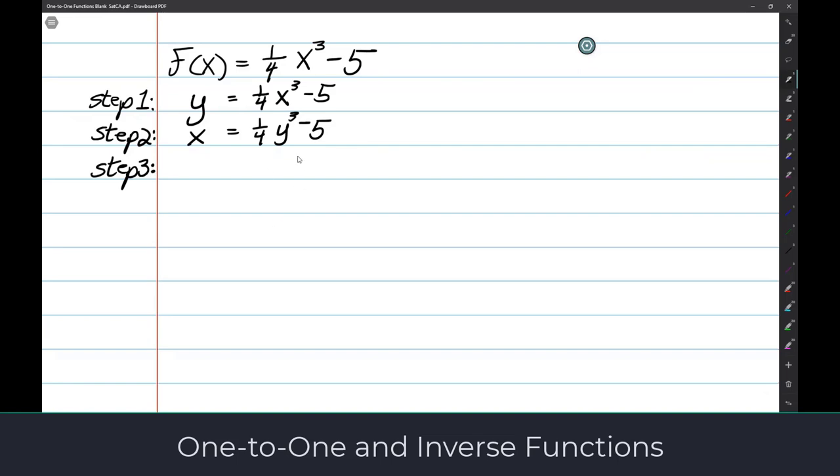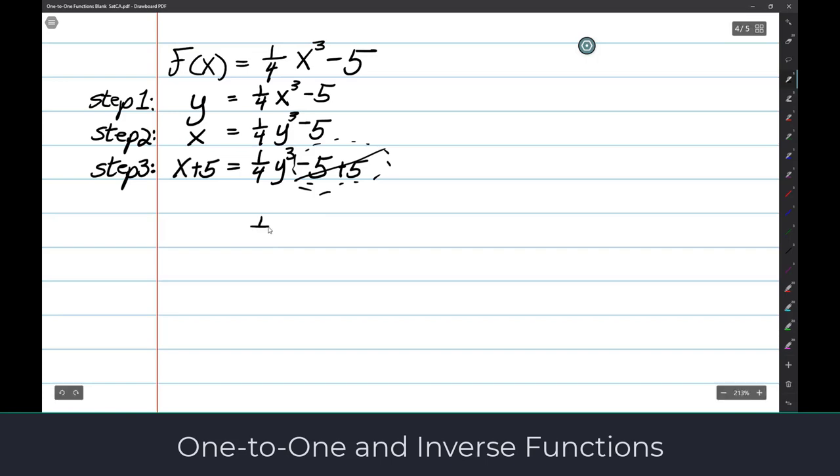So, I'm going to start doing that. Let me write it again, and think about my strategy for getting y to the third and then y all by itself. The first and easiest thing to do is to add 5 to both sides of the equation. So over on the right, negative 5 plus 5 will equal 0, and I'll be left with 1/4 times y to the third equals x plus 5.